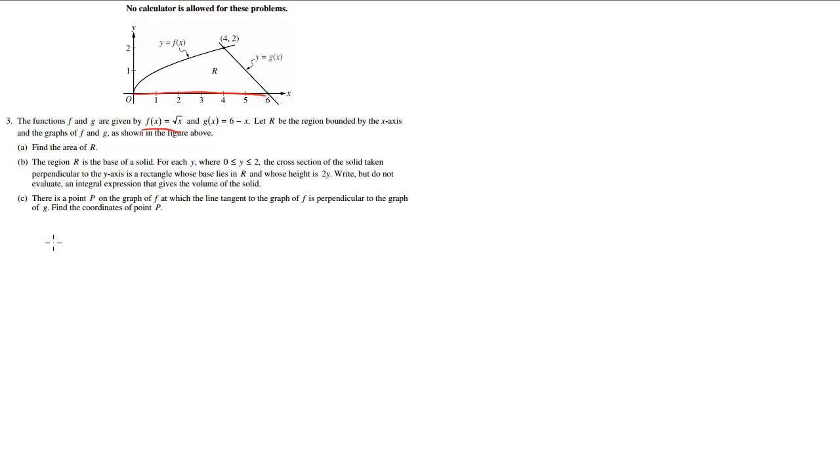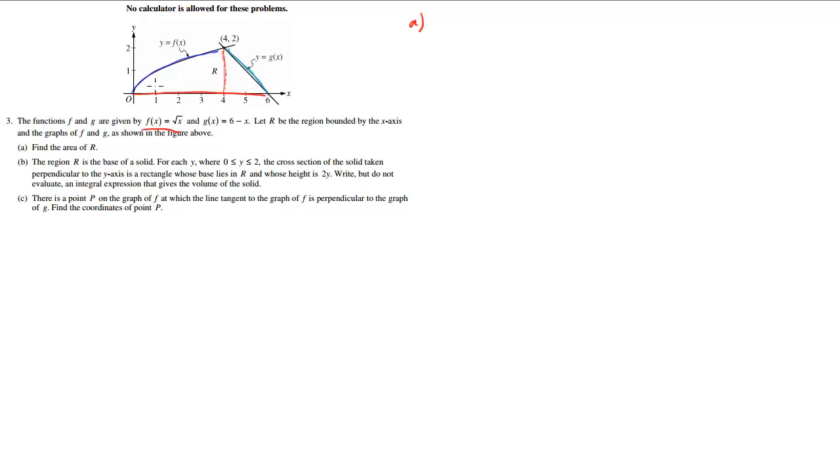So integrals should be spinning around in your head right now. And what you should do is break this down into these two pieces right here, and just start integrating with boundaries that make sense and functions that make sense. So the area of this entire region is going to be the area under that curve, plus the area under that curve.